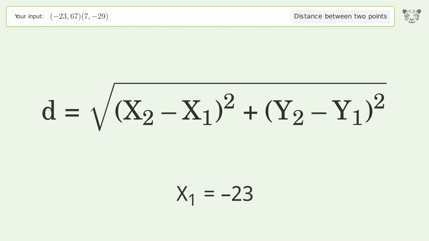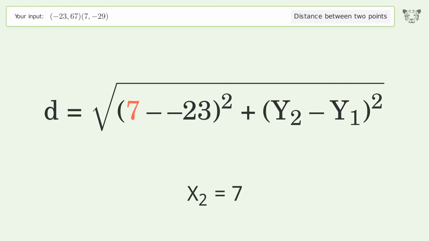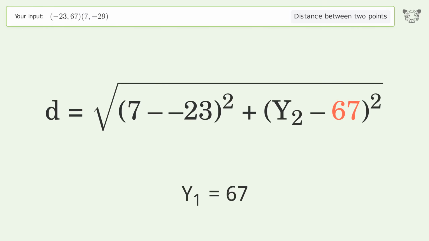x1 equals -23. x2 equals 7. y1 equals 67. y2 equals -29.